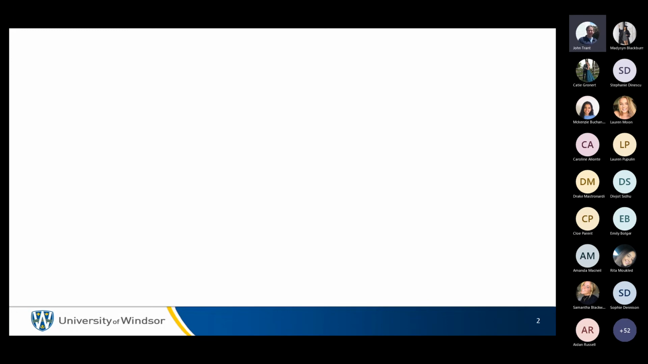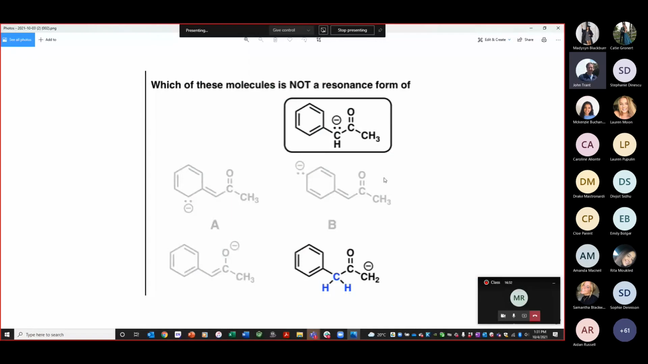Okay, so I'm going to start today's lecture by taking up a question I got in an email. I'm just going to share my screen. So we had this question here, which is, which of these molecules is not a resonance form of this? The answer was this one down here. The reason this one is not a resonance form is suddenly this carbon picked up an extra hydrogen, and you can't do that. And this carbon lost a hydrogen, and you can't do that either, because then it's not resonance because you're moving atoms around.